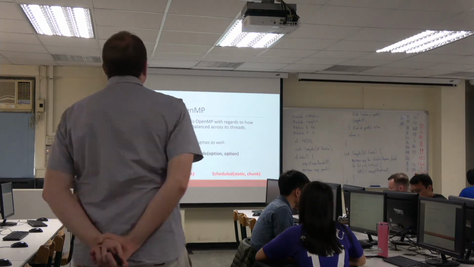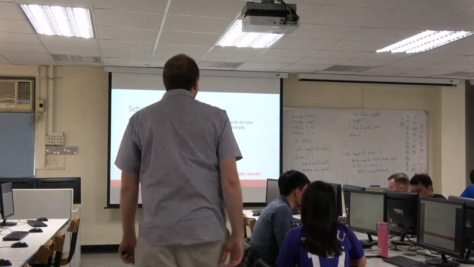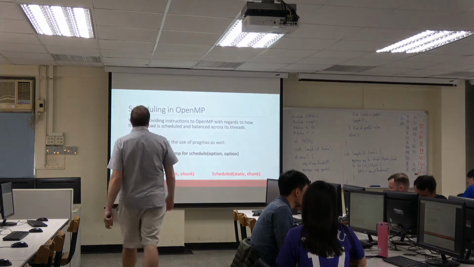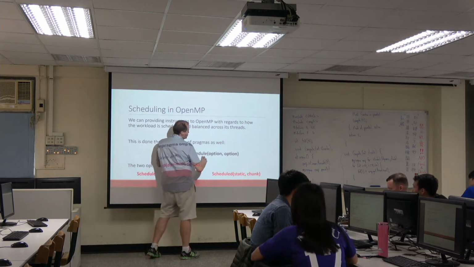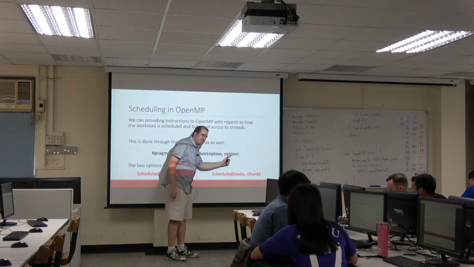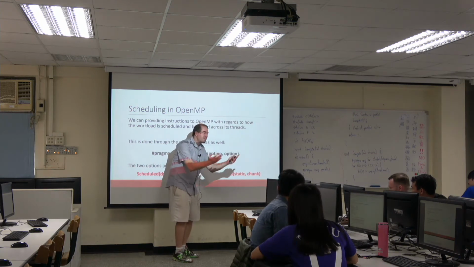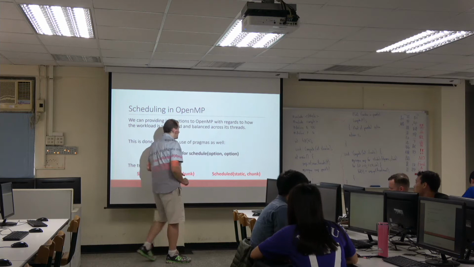We use the pragma schedule. So here I've got pragma omp parallel for. The code that we used before was just pragma omp parallel for, these ones. This is new: schedule, option, option. This is just to show you that there are two magical words that go here. They are not "option option". They are actually here.